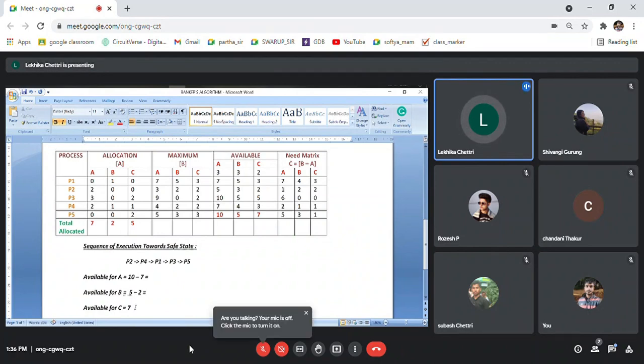Now I have 7 copies of resource C that is available, and initially out of 7, how many total copies were allocated? 5. And to check, if your total allocated is greater than your available, then also your answer is wrong. Because in the end, after freeing, either this should be equal or this should be less. Initially, after allocating, either the available should be equal to the allocated or less.